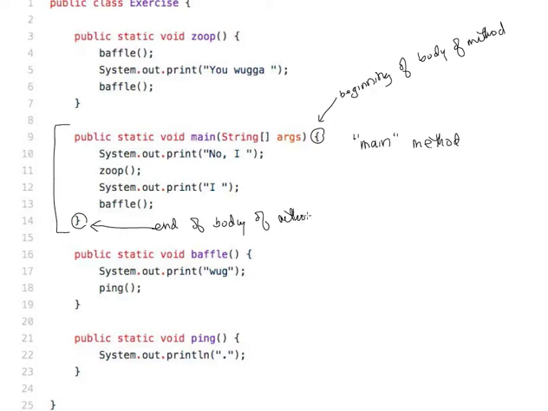And then you can probably tell at this point that the reason why we call it the main method is because that's what we've named it. This item is the method name.